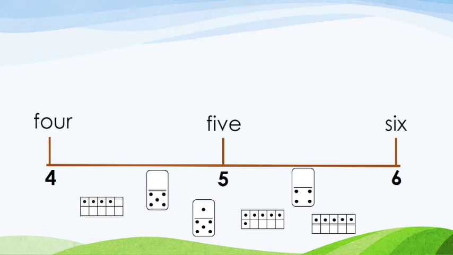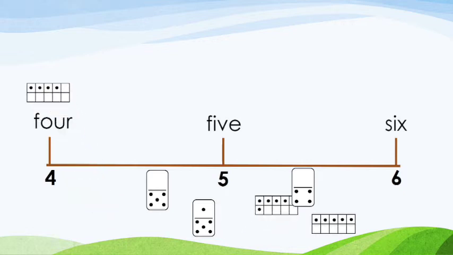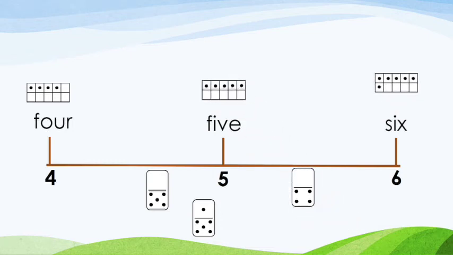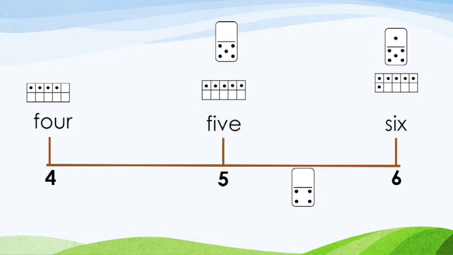Let's work with our 10 frames. 4, 6, and 5. And lastly, we have our dominoes. Do you know which one goes where? Let's begin. 5, 6, and 4. Take a close look at our numerals, quantities, and word names for 4, 5, and 6.